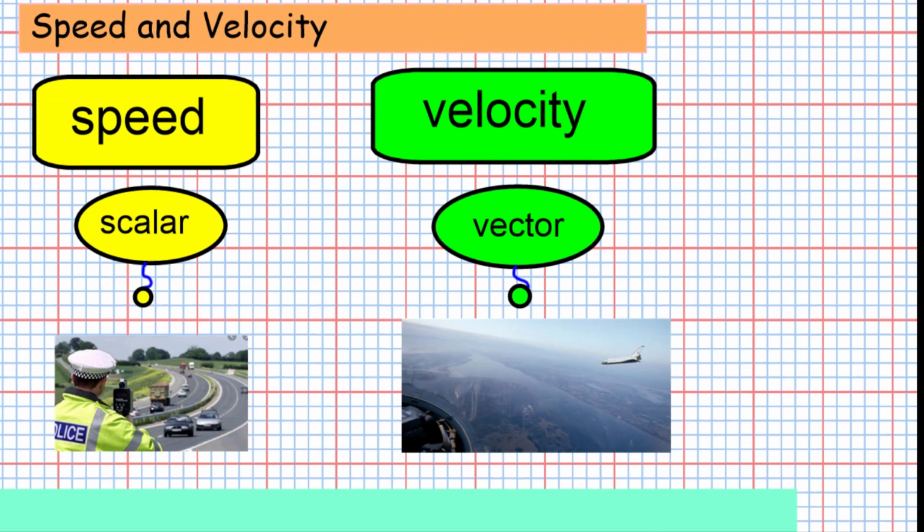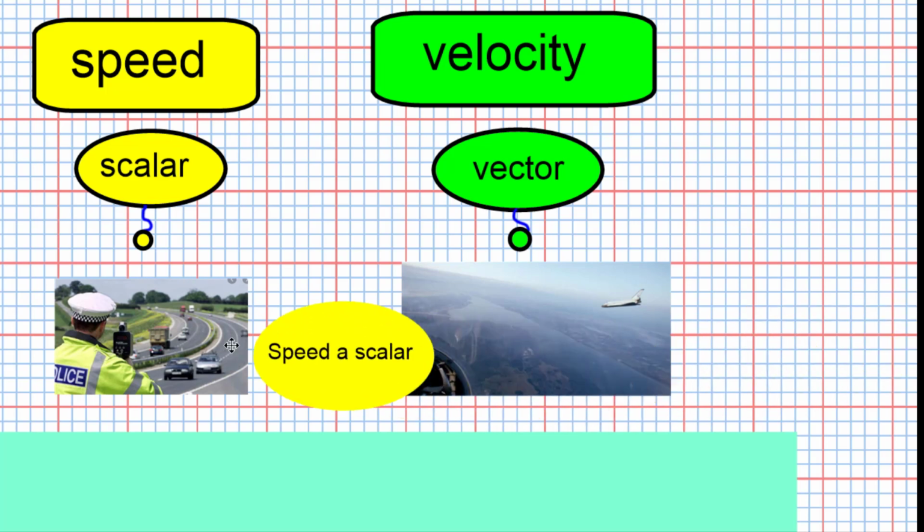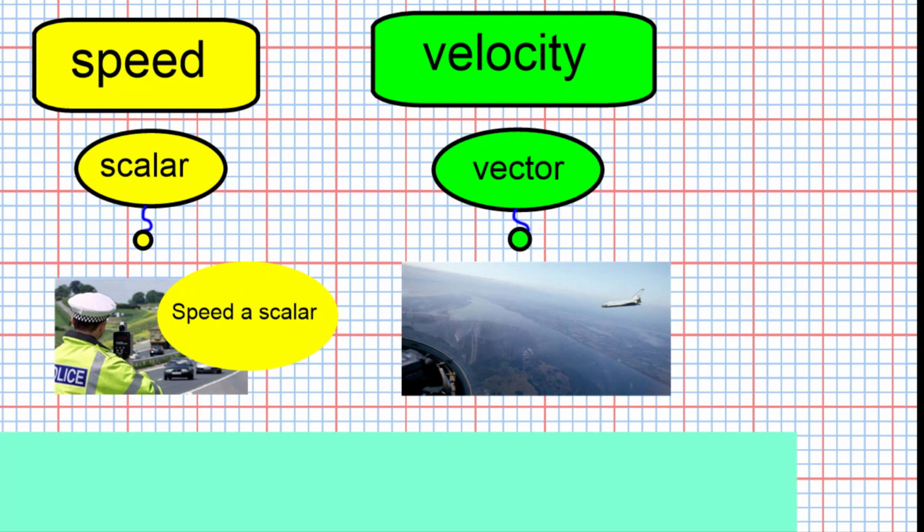Here are two examples to show you the difference. A traffic policeman just needs to measure the speed of your car in case you're breaking the law. He's not interested in the direction you're speeding. What he's measuring in this case is a scalar quantity in the form of speed. But the pilot of the space shuttle needs to know how fast it's travelling and in what direction for it to land safely. What he's measuring here is velocity, a vector quantity, having size and direction.